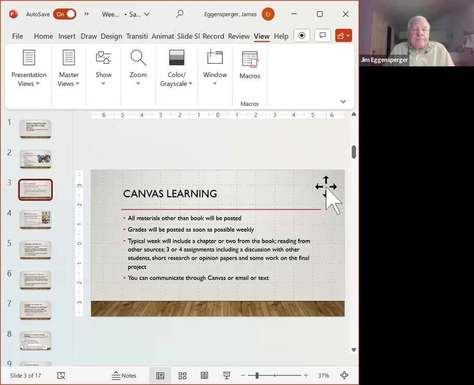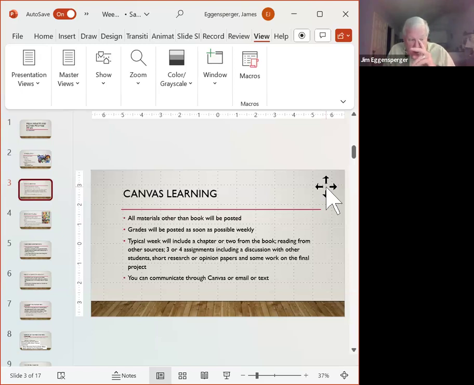Canvas, in general, everything other than the book will be posted. I put a few articles up there, both academic articles and ones that I pulled from the business press, because I like to keep current. I like to watch what's going on. I like to share it with you. Grades will be posted weekly, so you can keep track of them.